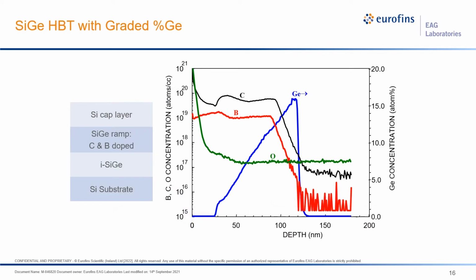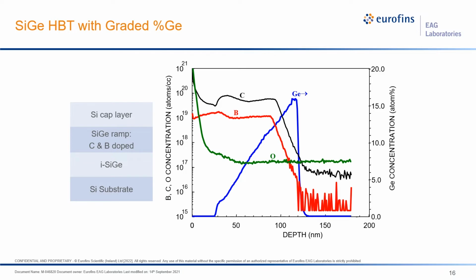But as I said, as the semiconductor industry developed into more complex layer structures, we started seeing binary structures. One of the early ones was silicon germanium on silicon, back in the 80s to 90s. This is a silicon germanium HBT structure, silicon germanium being the base layer. In this particular profile, we're plotting the germanium concentration on the right-hand axis in atom percent. We're plotting carbon, boron, and oxygen on the left-hand axis in atoms per cubic centimeter.